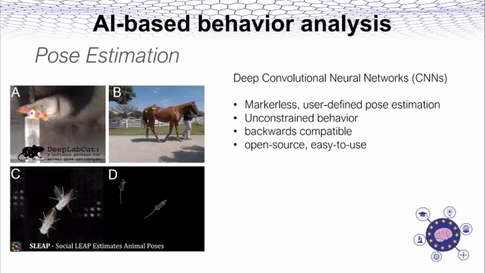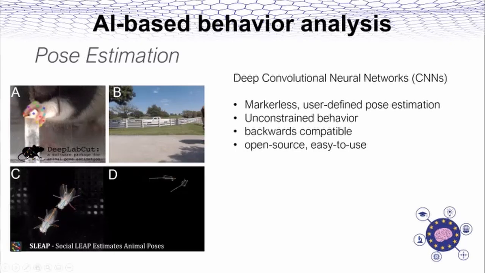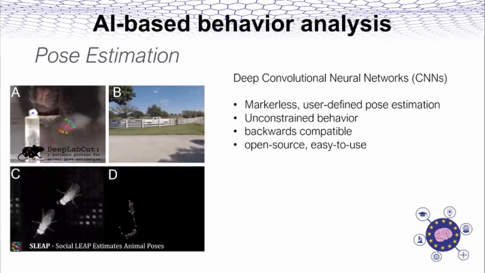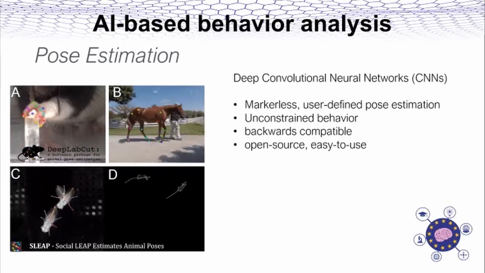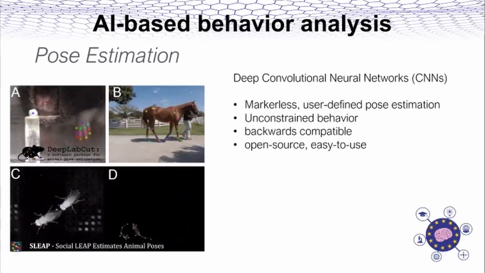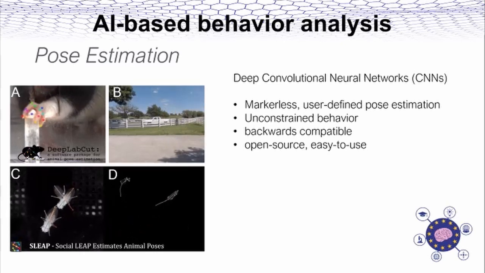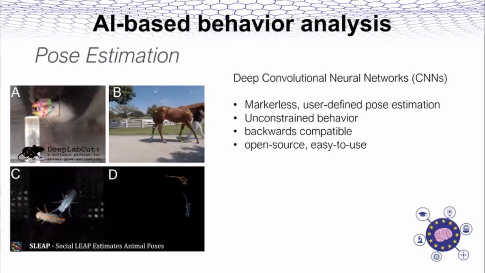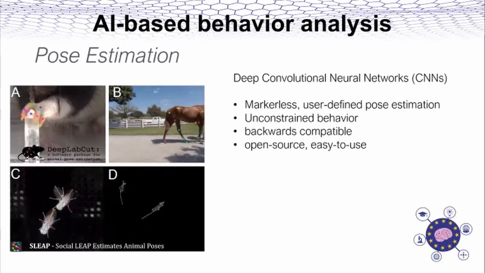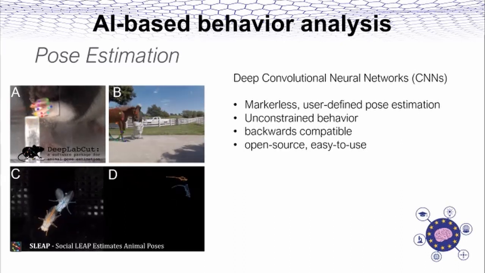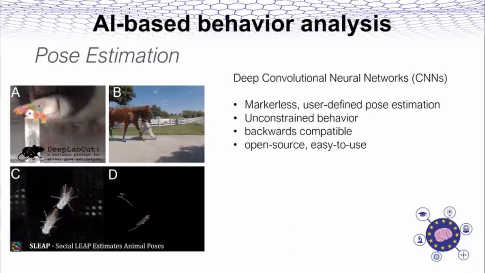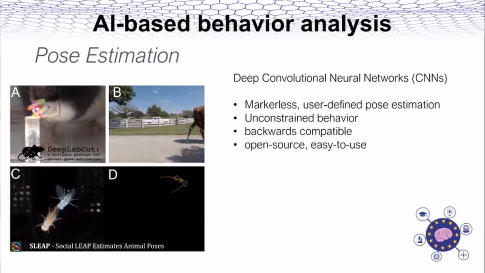I'll show you some examples here that show you the strength and the capabilities of pose estimation as of now. On the top left, for example, you see a reaching task in rats where the joints and fingertips of the rat as well as the object are motion tracked or pose estimated in every frame. While in B, you can see a full body side view tracking of a horse going through the frame with the handler. And in C and D, you can even see social behavior of two different species.